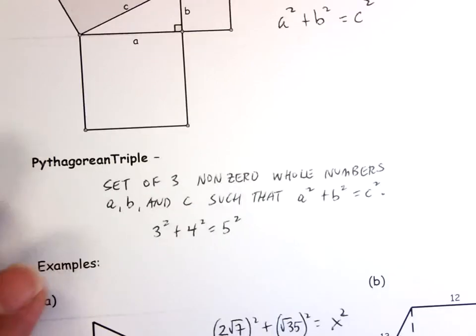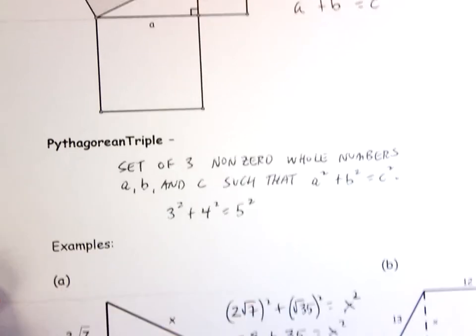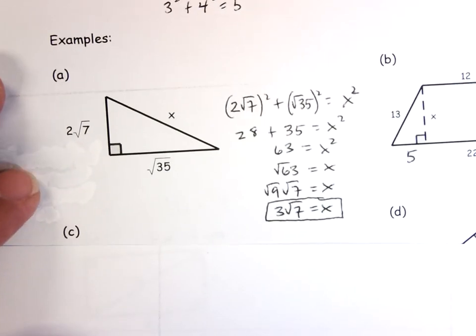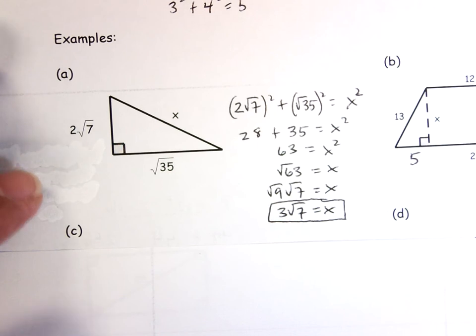Alright, so here's some examples. Now the only thing that's different about these and maybe some of the other ones that you've done is that, like we did in class the other day, you cannot give me a decimal answer. Your answer has to be in radical form, in simplified radical form. That's why we spent so much time in class the other day practicing that.